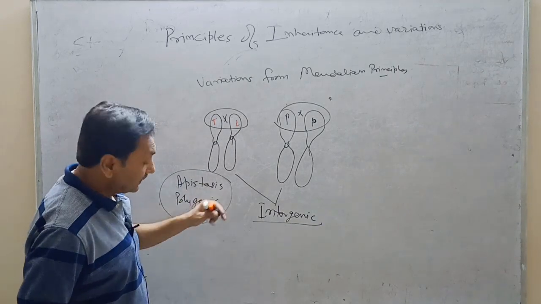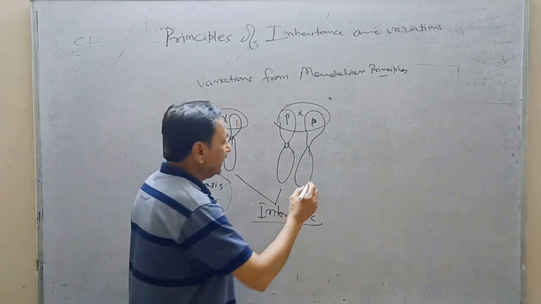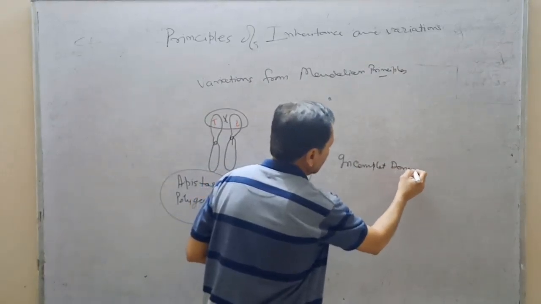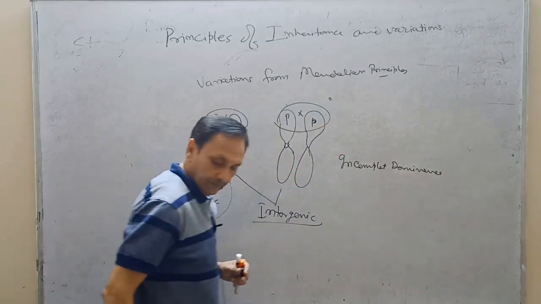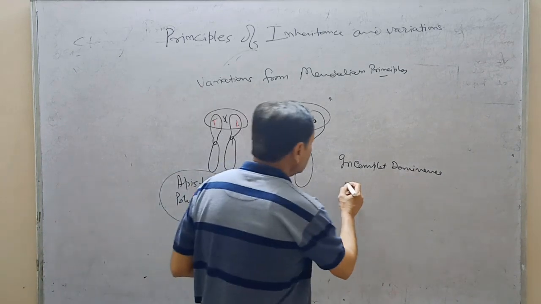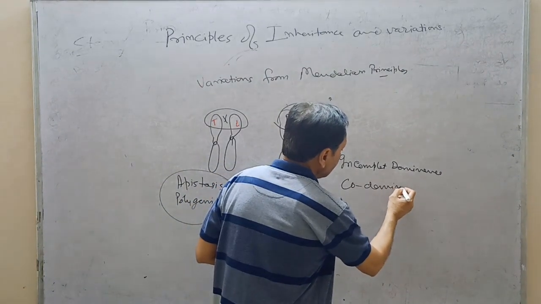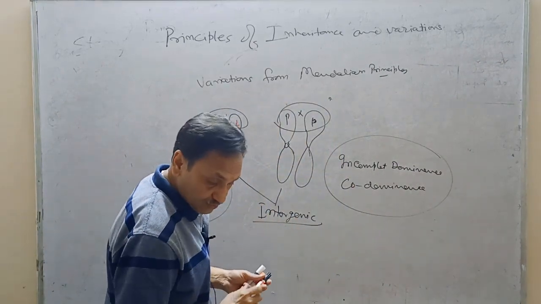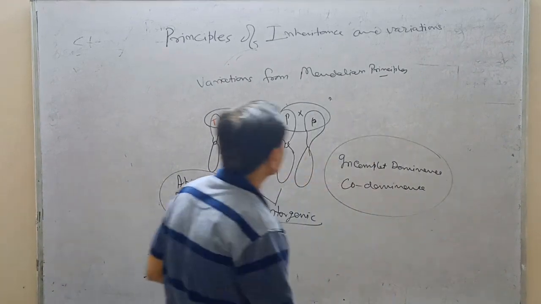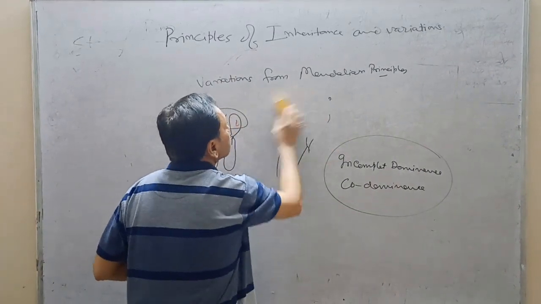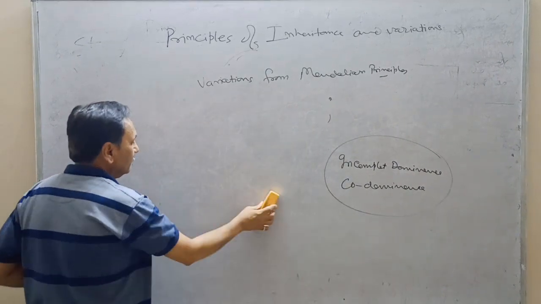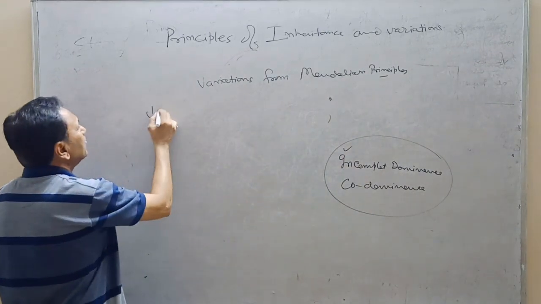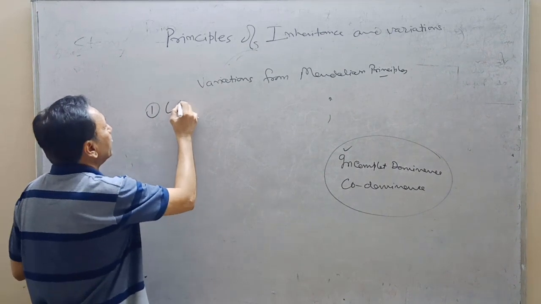And there are certain examples, such as incomplete dominance and codominance, and in both cases it has been observed that the 9:3:3:1 ratio or 3:1 ratio is not seen. Now, with the help of an example, firstly we will discuss incomplete dominance. The example is the four o'clock plant.